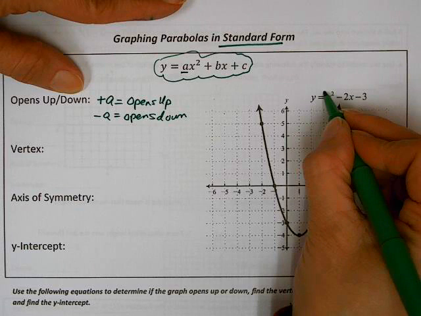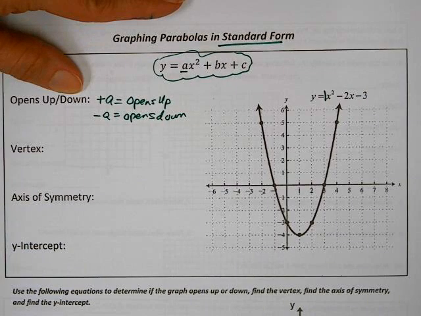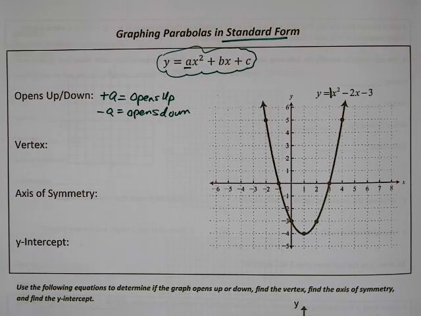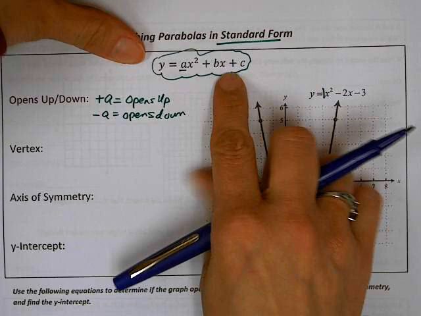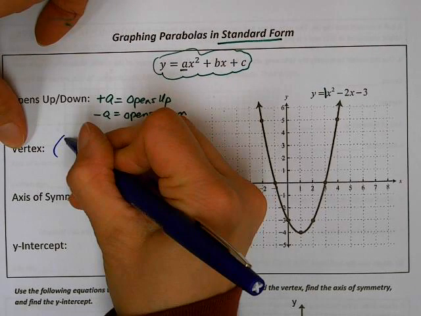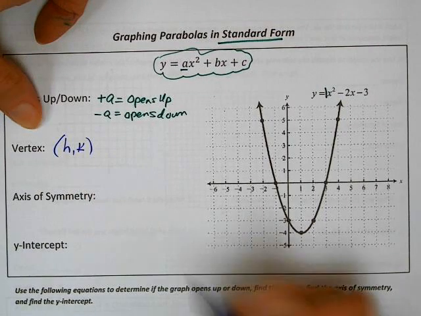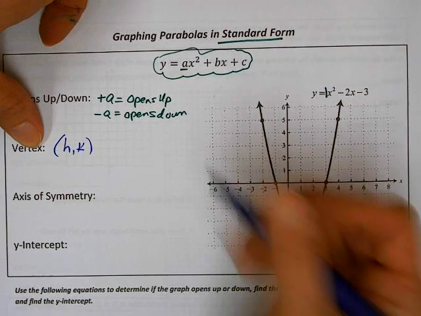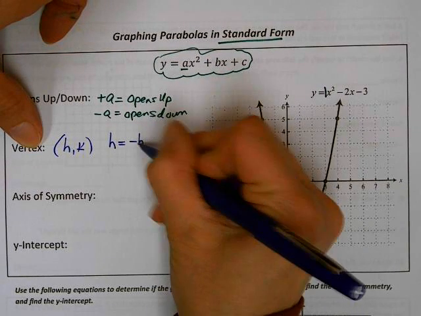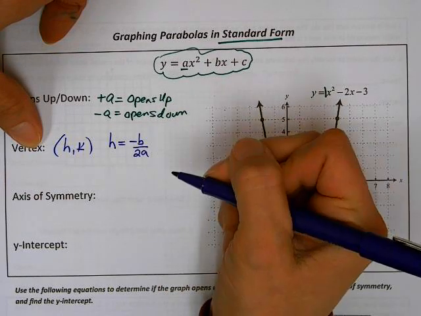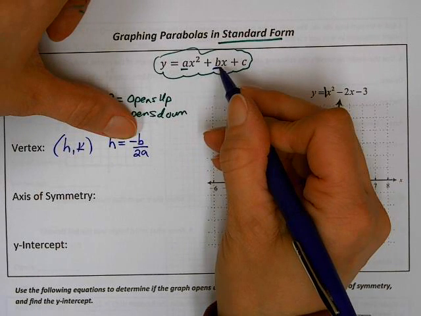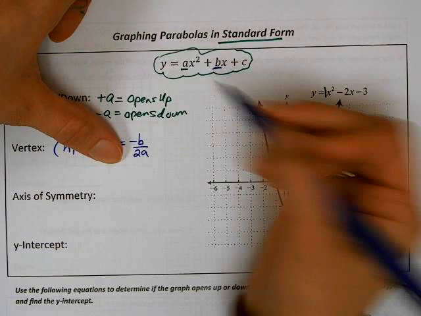The a value here is positive 1, so the parabola is opening up. Okay, that's the same. The vertex, though, is not as easy. It's not in vertex form. Okay, so we're going to have to calculate this ourselves. So I know the vertex is h comma k, but I need to figure out h. And so here's a formula that you have to memorize. h is negative b over 2a. So we take this b number, take the opposite of it, and then we divide by 2a.